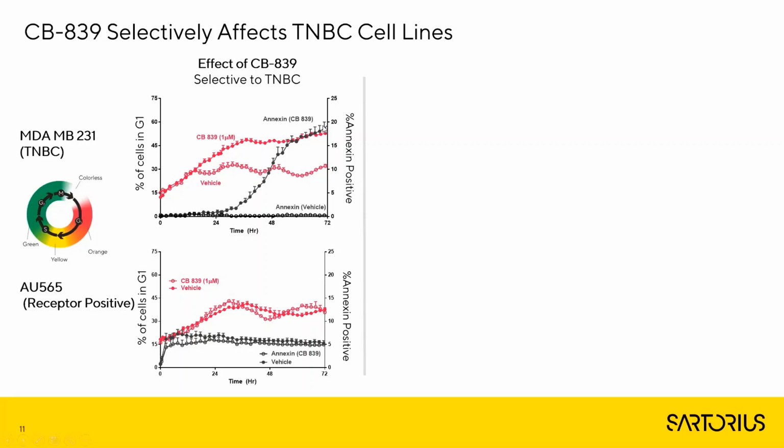Again, this is a 3-color application using 2 colors using our cell cycle reagent and the other channel using the annexin reagent. Interestingly, and not surprisingly, in AU565, which are receptor positive cells, we do not see any effect of CB839 on arresting cells in G1, nor do we see them induce apoptosis.